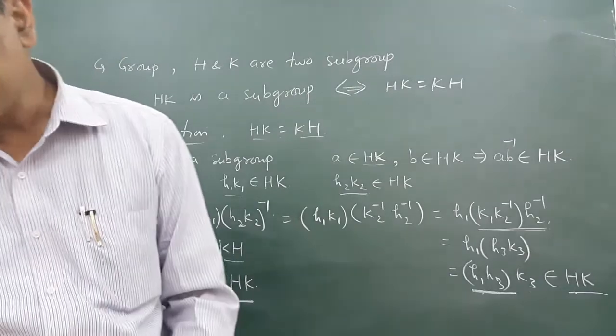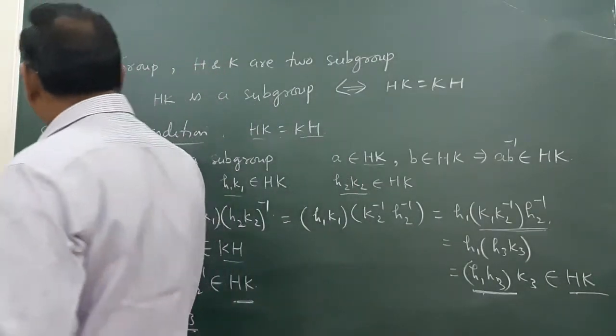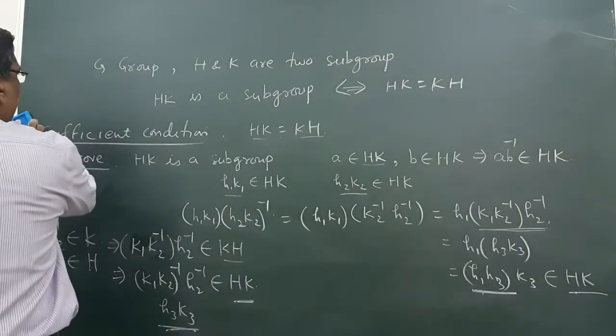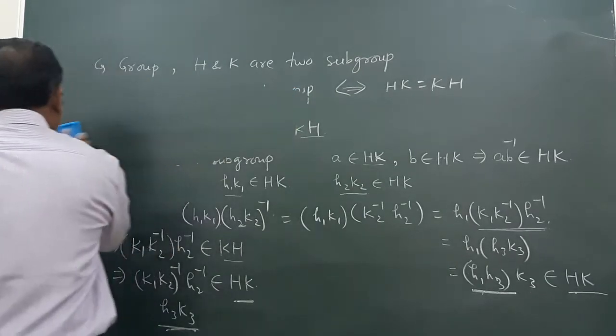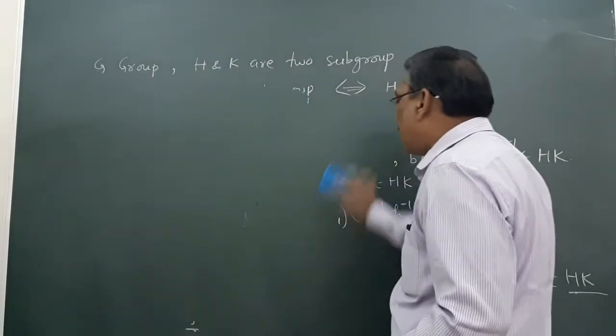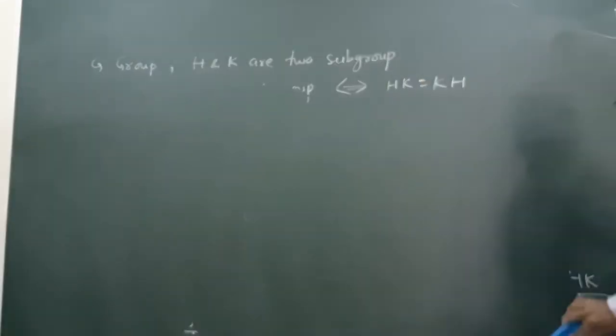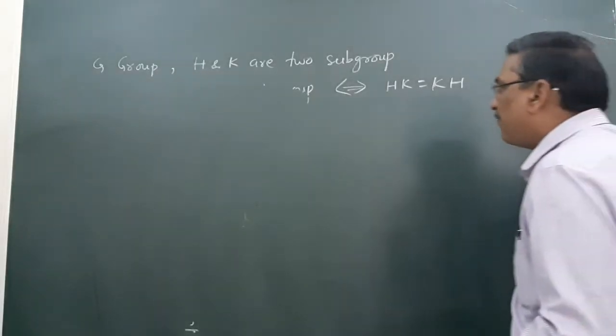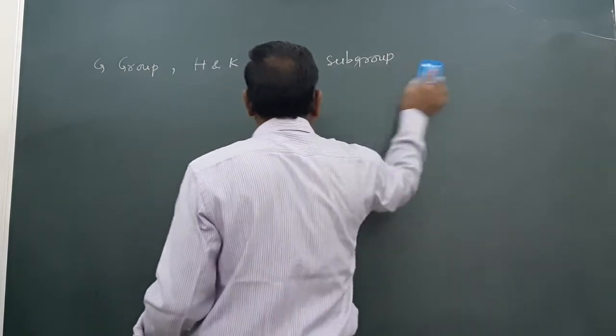Thus we can say G is a group, H and K are subgroups, then HK, the combination of these two, will again be a subgroup if HK is equal to KH. Thus we have proved it.